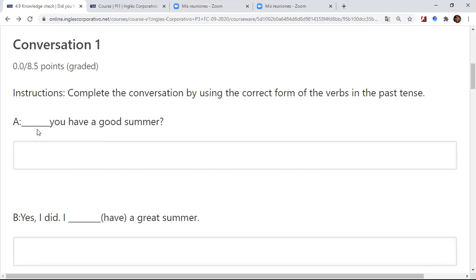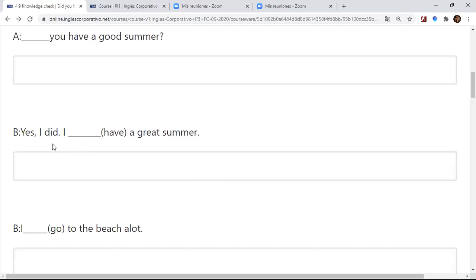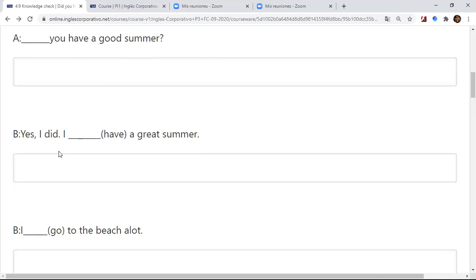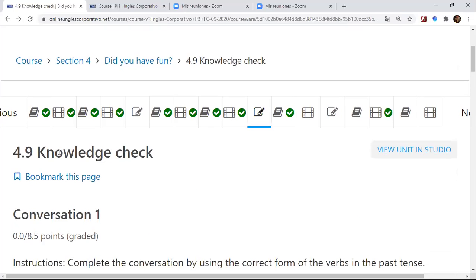Aquí no hay opción de tuve, das. Solo vamos a poner el did en las preguntas, okay? And then, yes, I did. I, and then we copy the past tense of the irregular verb have. So we say, I can tell, but you know what is the past, right? Then I, in the past tense of go, right? I, in my opinion, this exercise is very simple, very easy, right?